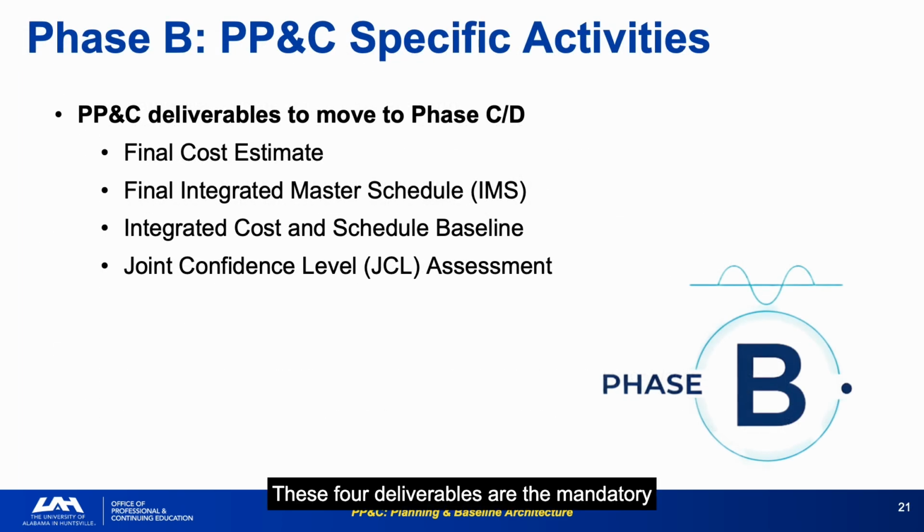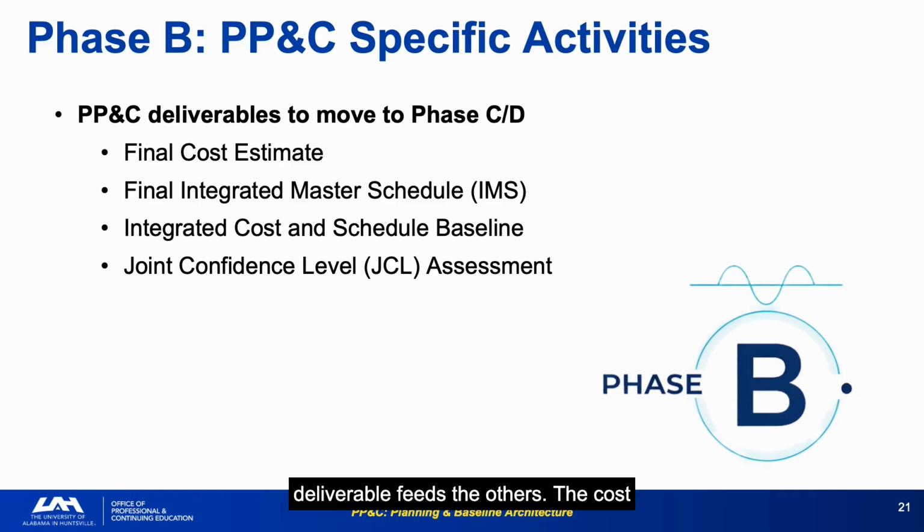These 4 deliverables are the mandatory outputs required to pass KDPB, not nice-to-haves, but required products whose absence will prevent the gate transition. The final cost estimate becomes your budget, the final IMS becomes your baseline, and together with the JCL they form the agency baseline commitment, the one document that represents NASA's commitment to OMB and Congress.